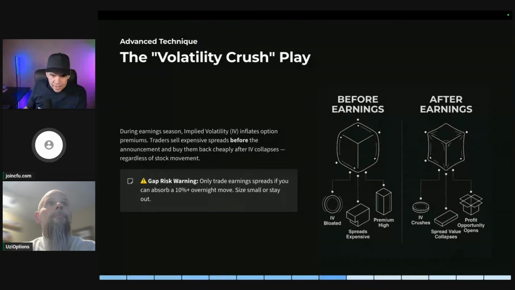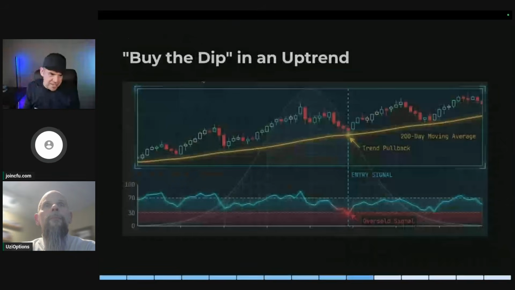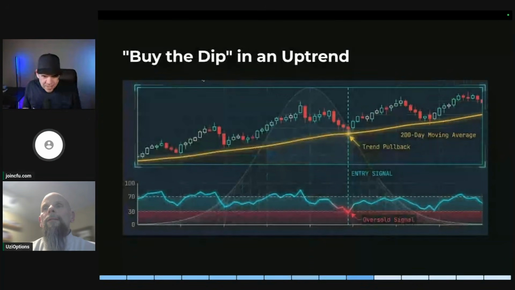Excellent. I don't want to add any more on that. I think, Uzi, you covered it perfectly. And IV crush is a great way to make additional money. This is a really good way to trade put credit spreads. This is also a very good indicator of when you should jump in on it.